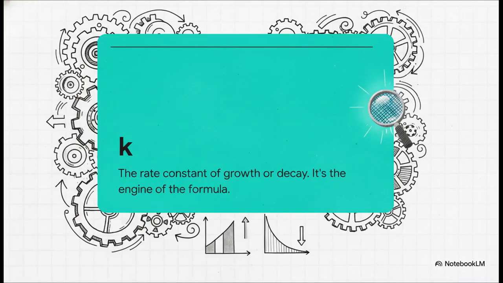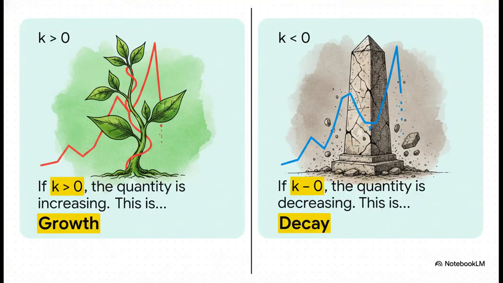All right, now for my favorite part, the variable k. This is the rate constant, and it is truly the engine of this entire formula. It's the powerhouse. It controls not just how fast things are changing, but also in what direction. And this is where the magic of k really shines. It's so simple. If k is positive, you've got growth. Things are getting bigger. But if k is negative, you've got decay. Things are shrinking. That one little minus sign, it literally flips the entire story.